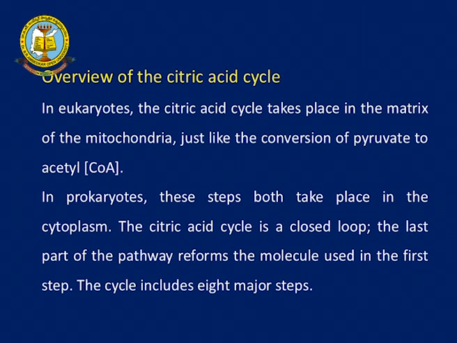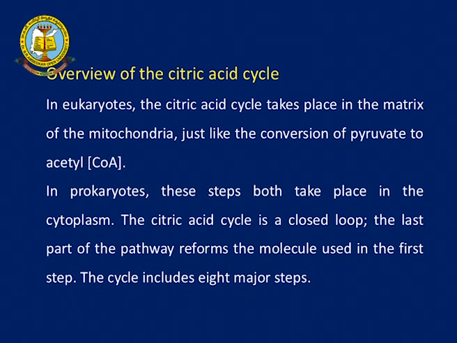Just like the conversion of pyruvate to acetyl CoA, in a prokaryote these steps both take place in the cytoplasm region. The citric acid cycle is a closed loop: the last part of the pathway reforms the molecule used in the first step. The cycle includes 8 major steps, and we are going to discuss these 8 steps.